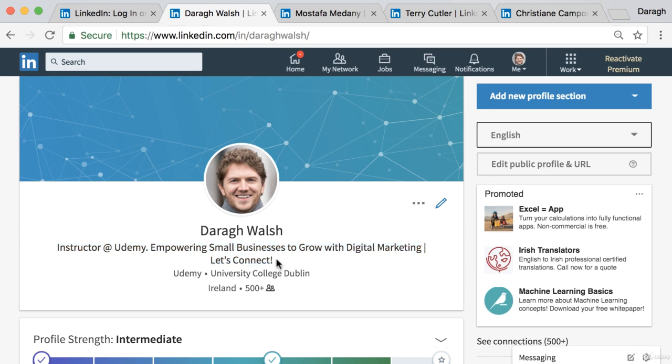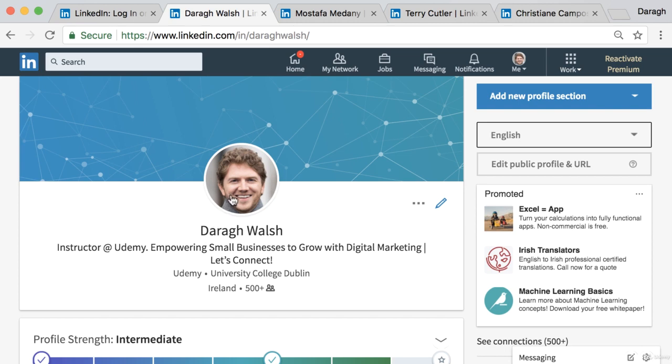But you can see, I think that's a lot better than it was before, where it was just essentially what my role was. And there wasn't much of an incentive for people to connect or to reach out to me because it didn't say exactly how I could help them. So I think that's a lot better. And I would take these best practices into account for yourself.